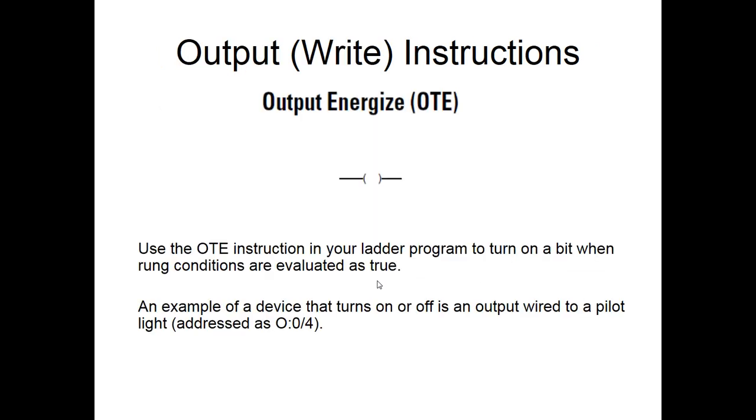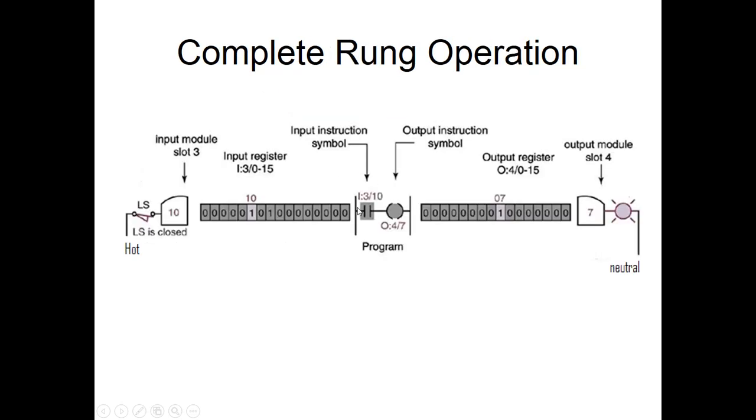And we did OTE, output energize, and when all the run conditions are true, this becomes true, it gets a 1. And we talked about wiring stuff to it, for example, on the MicroLogix, output 0, rack bit 4 was screw terminal number 4. And then you could hook a light or a solenoid or something to it.